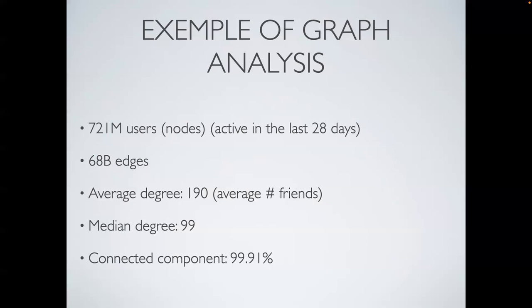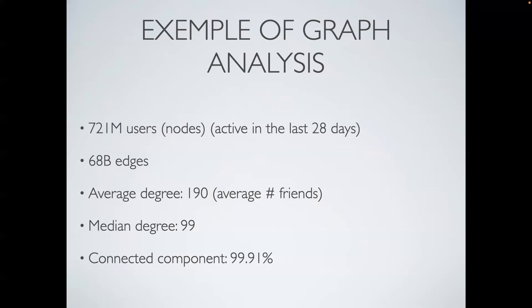The median degree is 99. So this tells you that if you take one person at random, the degree is much smaller than the average degree, because you have a broad degree distribution. But we will see that just later.